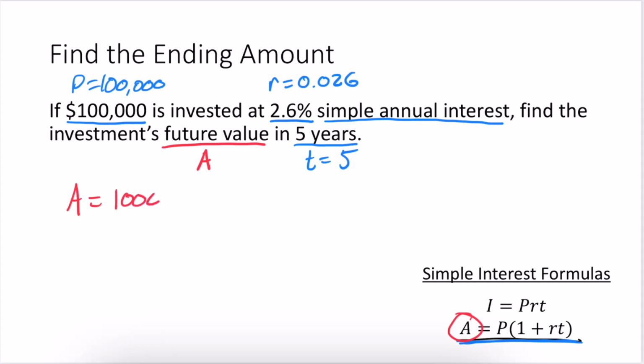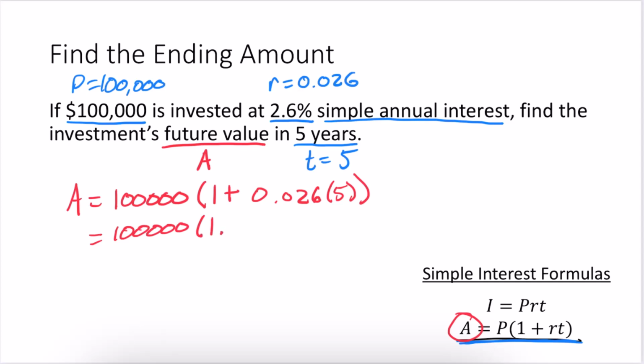So to find out what A is, I literally just plug in the numbers into the formula and then simplify the formula. So I'm going to say A equals 100,000 times 1 plus the interest rate, 0.026, times 5. And when I multiply 0.026 times 5, I get 0.13. And so I can simplify this to 100,000 times 1.13, because when I do 0.13 plus 1, I'll get 1.13.